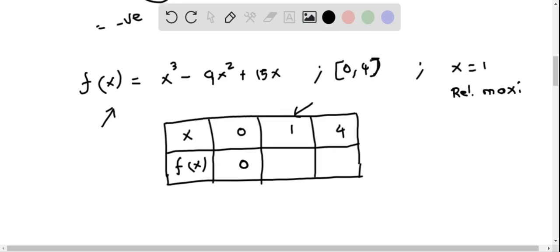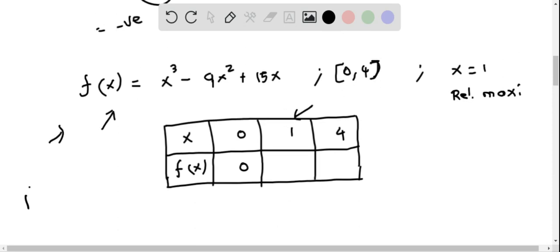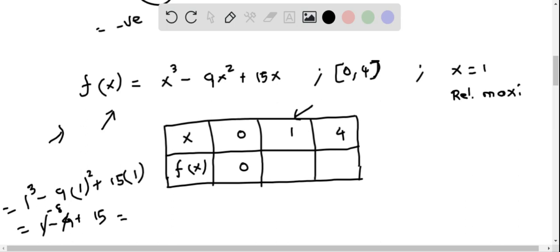And then we have to replace x equal to 1 into f of x. So when we do that, we get 1 cubed minus 9 times 1 squared plus 15 times 1. So this gives 1 minus 9 plus 15. Negative 8 plus 15 is positive 7. So I put 7 over here. And then we have to replace x by 4. So I can write down here 4 cubed minus 9 times 4 squared plus 15 times 4, and we can simplify this using the calculator, and when we do that we get the value negative 20. So let me put this as negative 20.